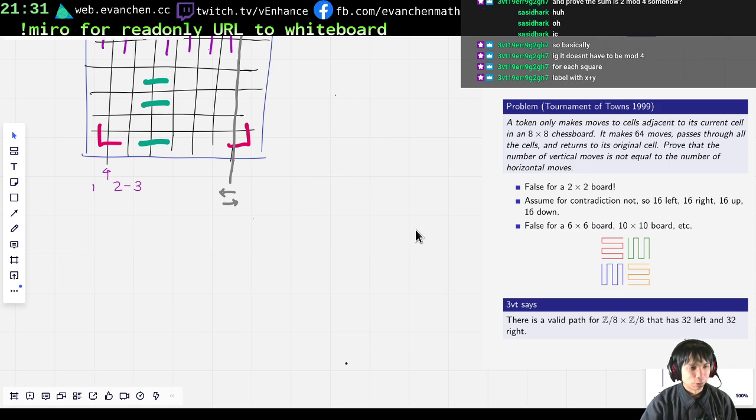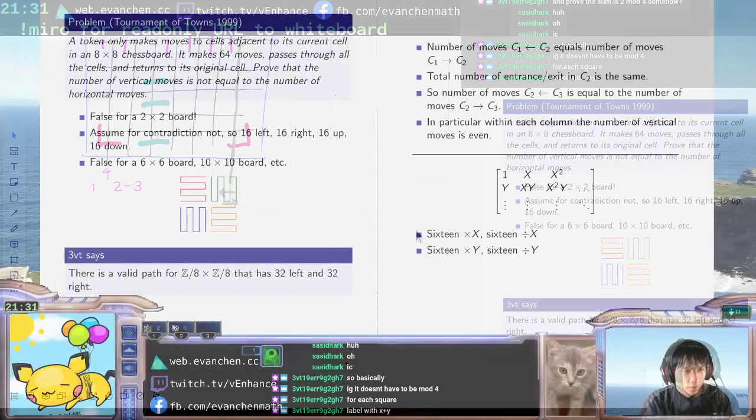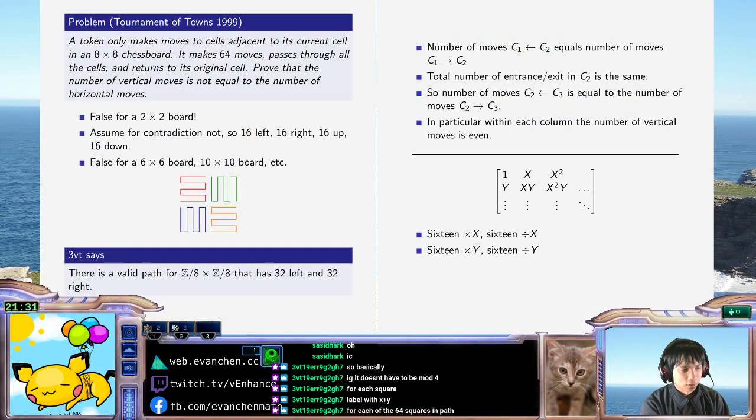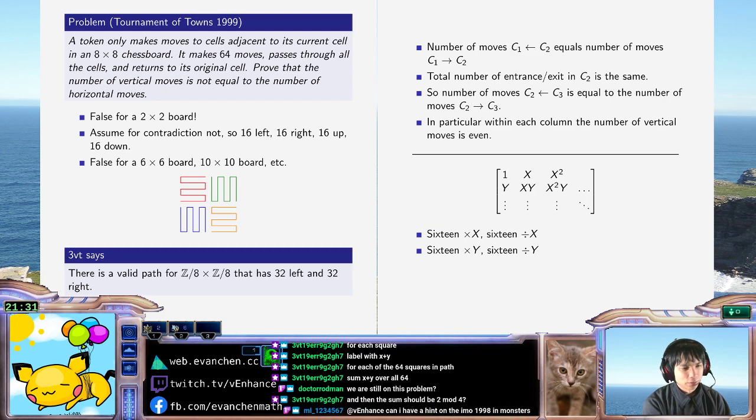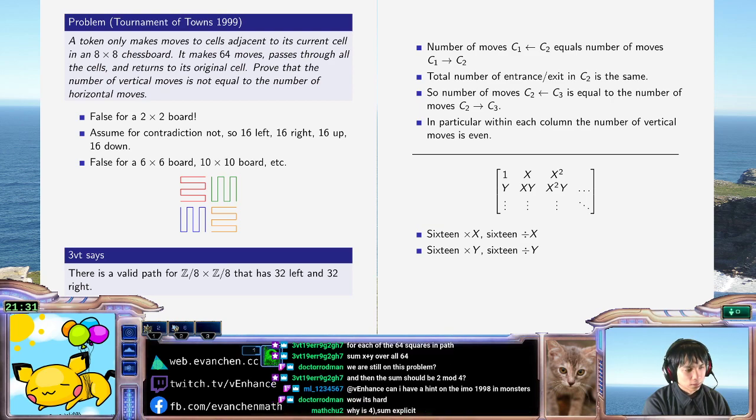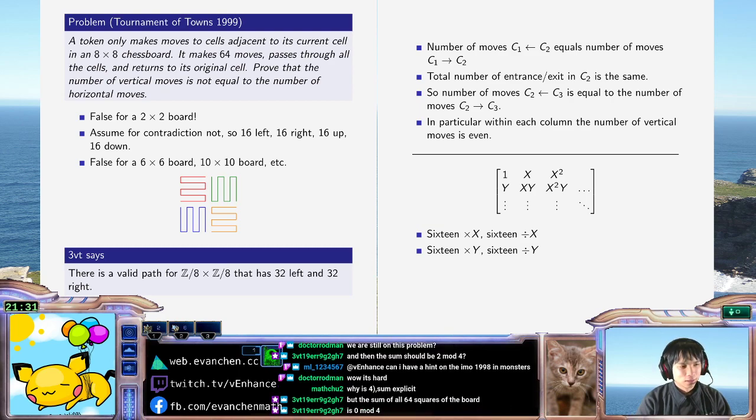Okay, for each square, label with x plus y. Okay, okay. Alright. For each of the 60 squares, okay. We're still on this problem? Yes. And then the sum should be 2 mod 4? What does this have to do with the path? How do I use the path at all?